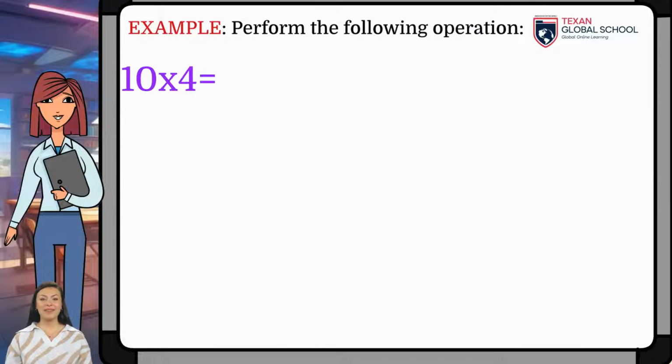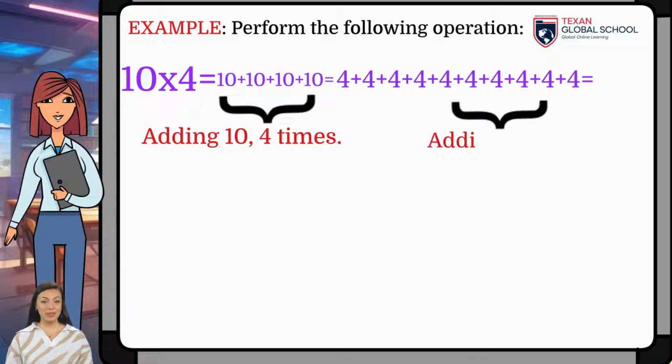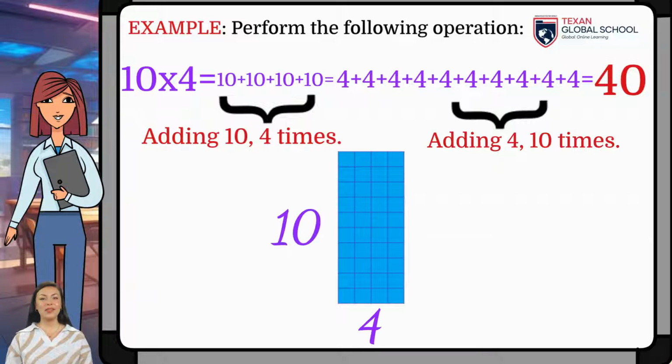Then, multiply 10 by 4. We add 10 four times, or we add 4 ten times. Therefore, 10 times 4 is 40. The model represents 10 rows by 4 columns. So we have 40 ones. Thus, we conclude that 10 times 4 is 40.